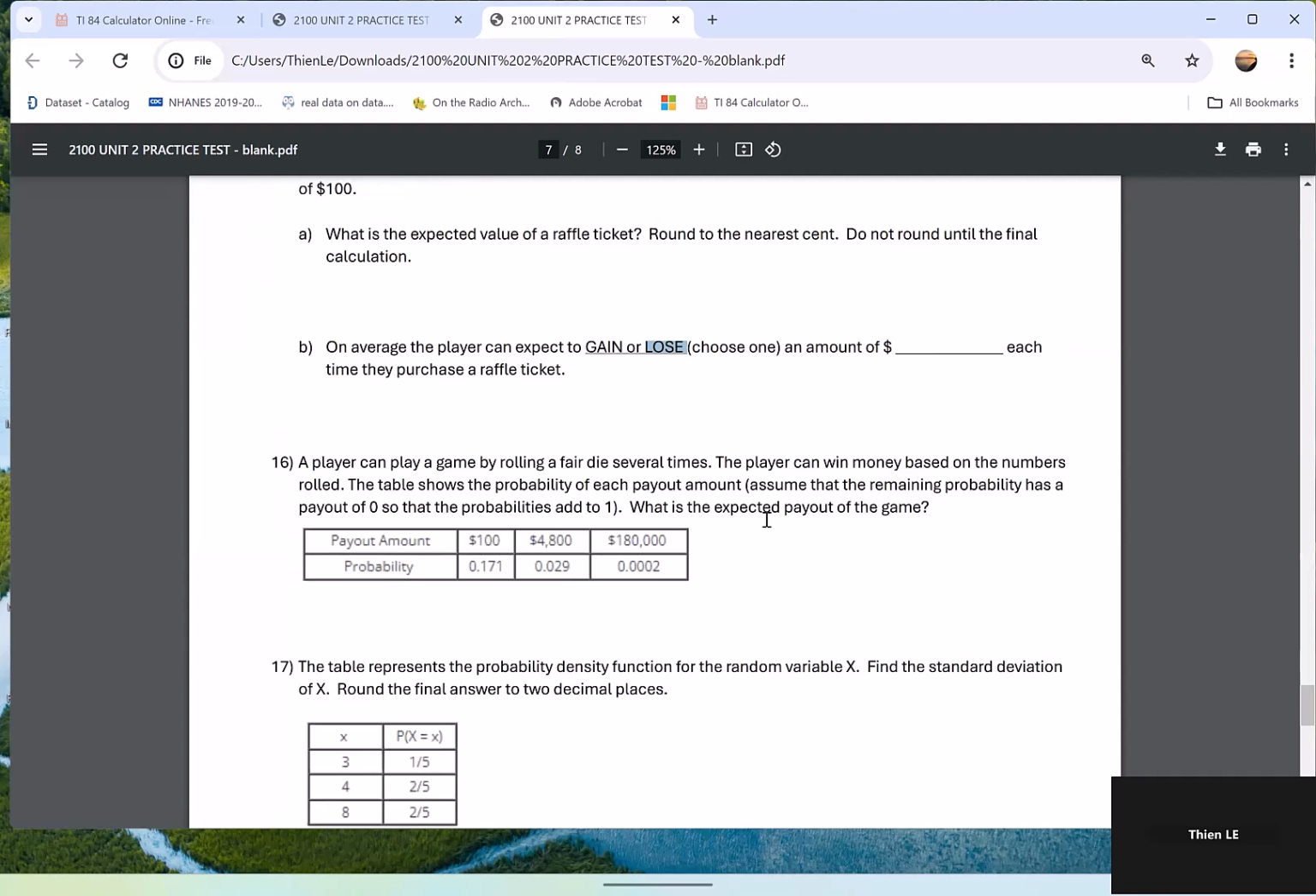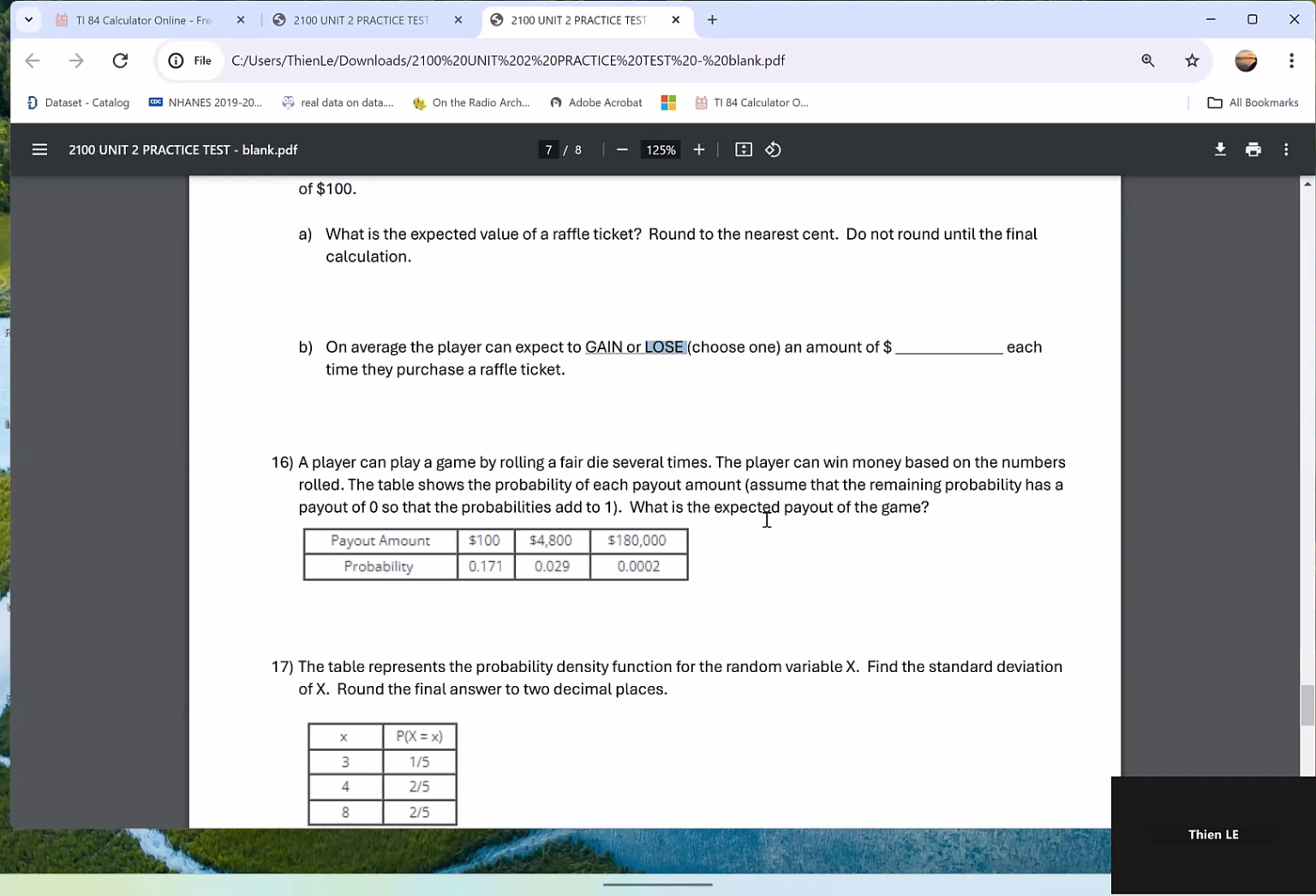A player can play a game by rolling a fair die several times. The player can win money based on the number rolled. The table shows the probability of each payout amount. What is the expected payout of the game? So you have the payouts here, 100, 4,800, and 180,000, and you have the corresponding probabilities.